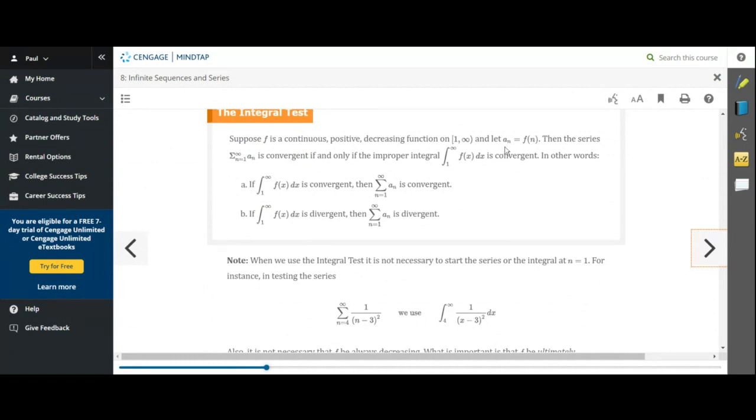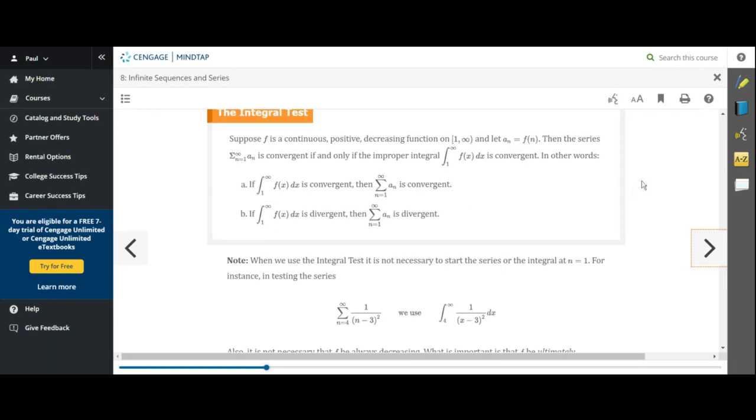And if you let a_n be f of n, then the series is convergent if and only if the corresponding improper integral is convergent. In other words, if the improper integral is convergent, then the series is convergent. If the improper integral is divergent, then the series is divergent. We've already seen that a p-series will converge or diverge based on whether the p-integral converges or diverges. That's an application of this.